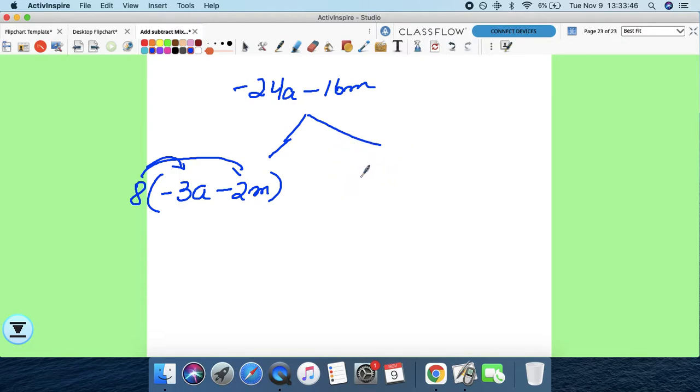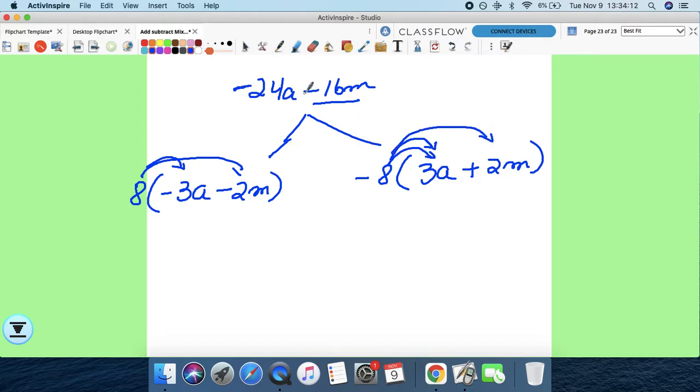The other way is if you take out negative 8 outside. Well, negative 8 times what will give you a negative number? So that has to be positive 3a. And then our second term has to be negative, so you're going to put a plus, and it's 2m again. Negative times a positive gives you a negative.